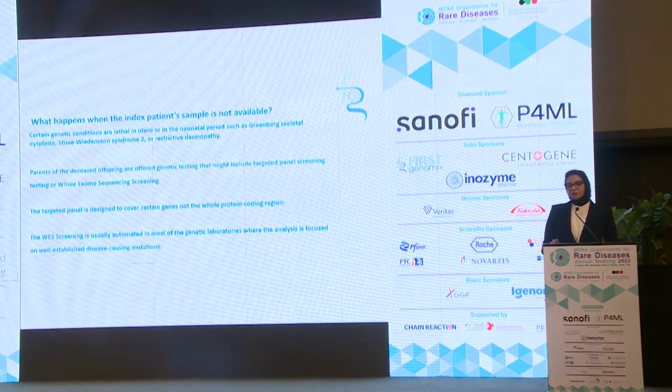So again, the test is mainly diagnostic: you receive the sample from the index patient, the patient with the phenotype, and you try to analyze the genes associated with the phenotype. But what if the sample from the index patient is not available? We see these cases when the condition itself is lethal, either in utero or in the neonatal period, where genetic testing is not available at that time.